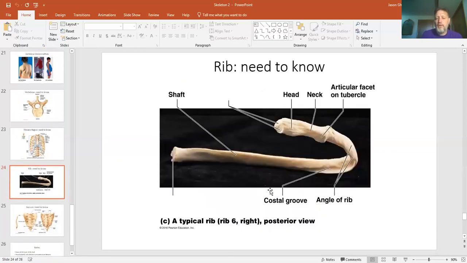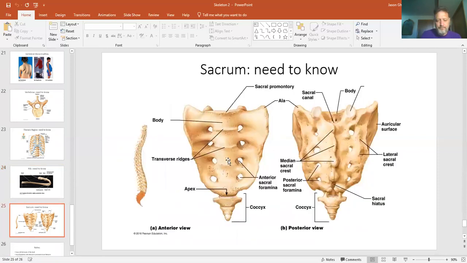Here's the parts of the rib. You have the head that attaches to the vertebrae. You have a neck. You have the articular facet, which again attaches to the transverse process, I believe it is. You have the angle of the rib, the costal groove, and the shaft of the rib.